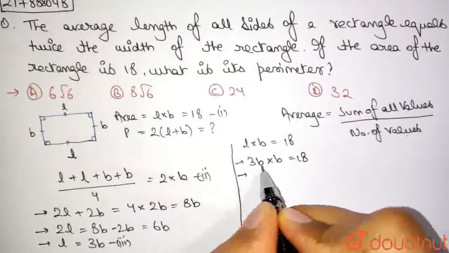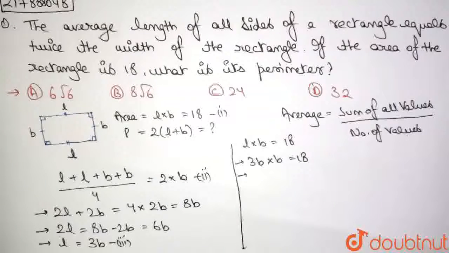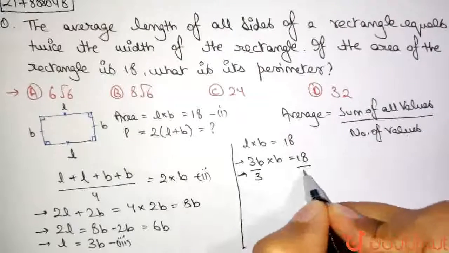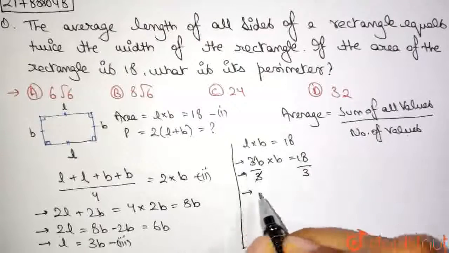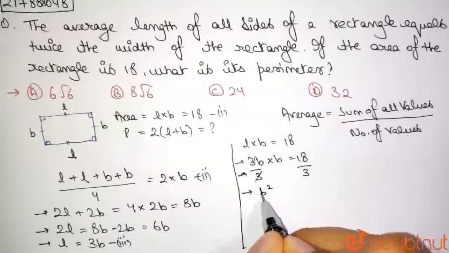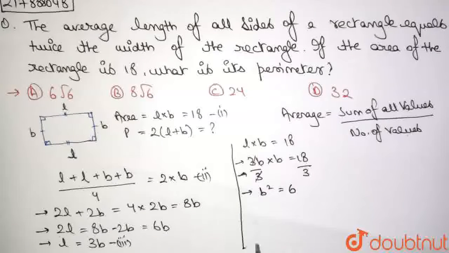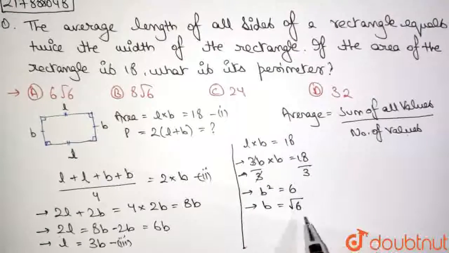Or I can say B into B is B square, right? And I'm going to divide both sides by 3. So I can say that 3 by 3 it cancels out. So I can say B square is equals to 18 by 3, which is 6. Now I have the value of B square is equals to 6. So I can simply say that B is equals to under root 6.